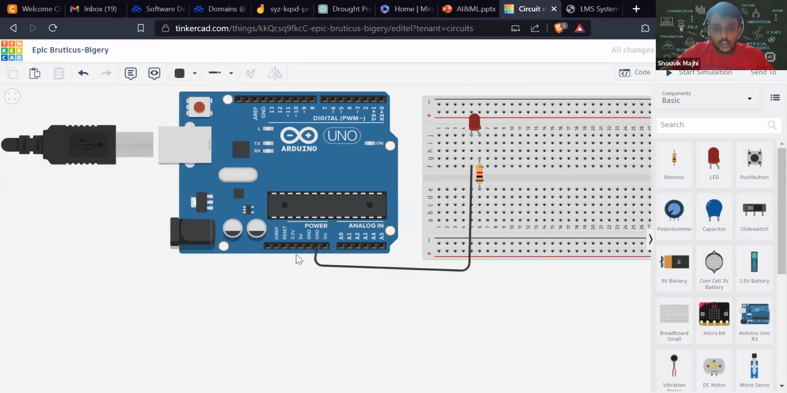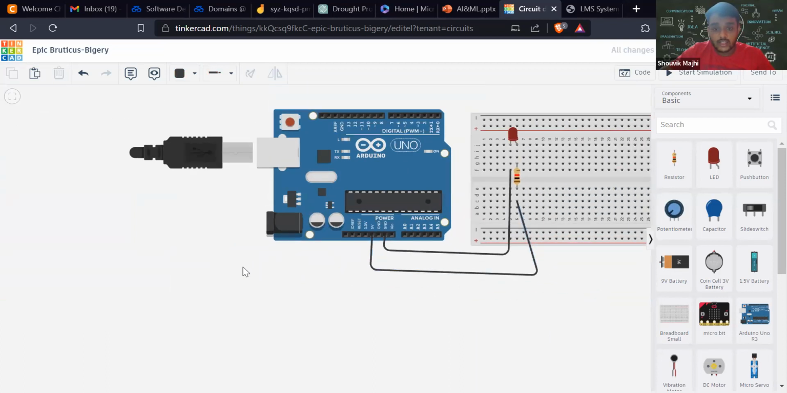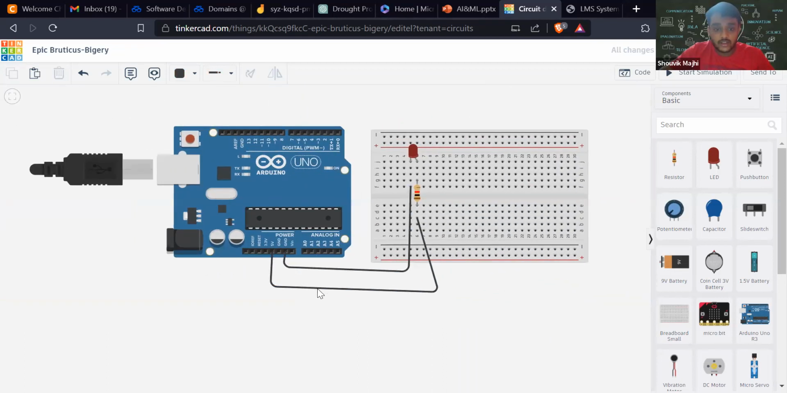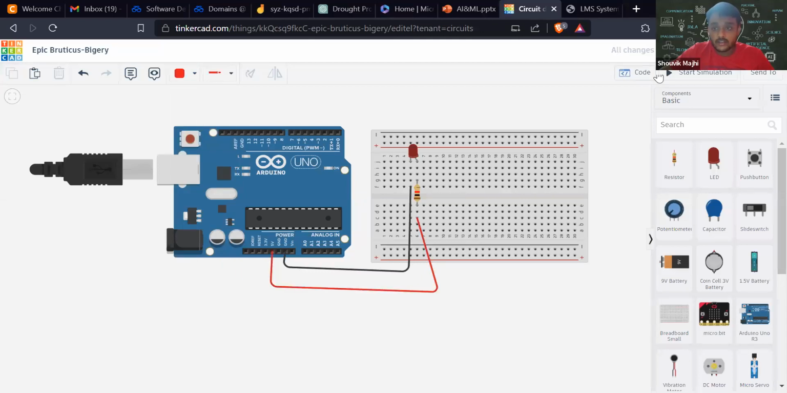Now again, you'll be getting a 5-volt supply from the Arduino. Let us take this 5-volt supply and connect it to the resistor. So actually, this completes our circuit. If I go and change the color code and start simulation, it will first initialize. Now you see the LED is glowing.